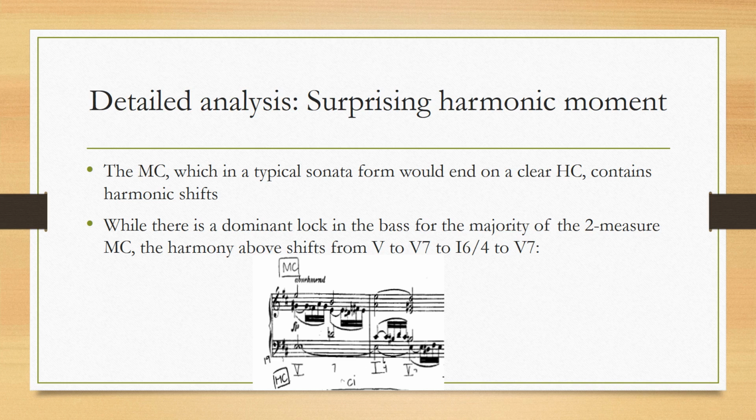So a surprising harmonic occurrence in this piece actually happens in the medial caesura. Typically we would expect the MC to be a clear half cadence, but in this case the MC contains harmonic shifts. There is a dominant lock in the bass for the majority of the two measures, but we actually get a shift from 5 to 5/7 to 1/6/4 to 5/7 again. And while all of these are dominant functions, it is unconventional to have an MC that moves around, and it makes it less clear than a typical medial caesura.